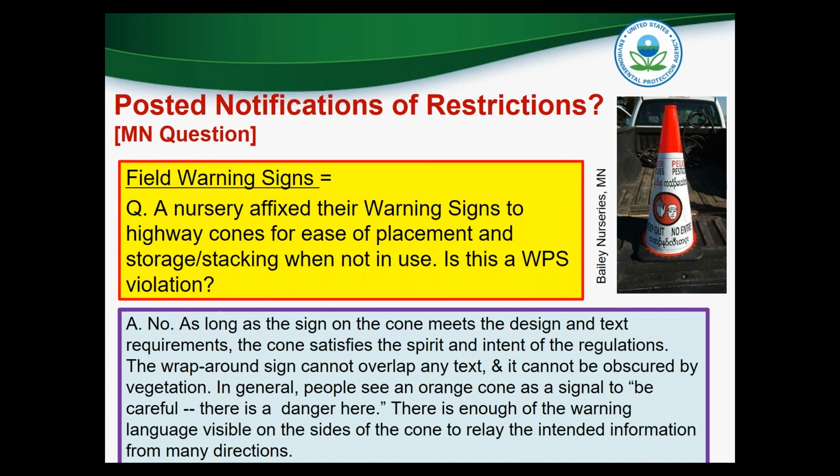As long as the sign on the cone meets design and text requirements, the cone satisfies the spirit and intent of the regulations. The wraparound sign cannot overlap any text, and it cannot be obscured by any vegetation. In general, people will see the orange cone as a signal to be careful and that there is danger here. There's enough warning language visible on the sides of the cone to relay the intended information from many directions. So again, there's an example there of the innovative thing that nursery has come up with in terms of the field warning sign. Next question.